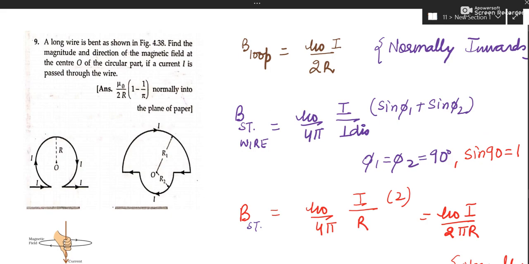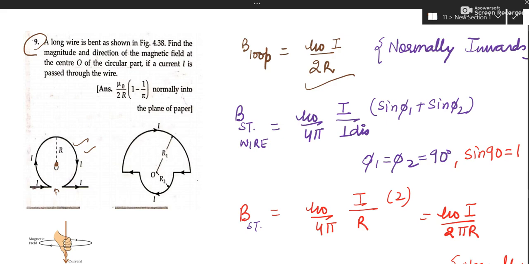Coming to the next question. In this question, we have to find the magnetic field at O. So this is a complete loop. You don't see this opening, this is a very small opening. This is a complete loop, so simple direct formula.